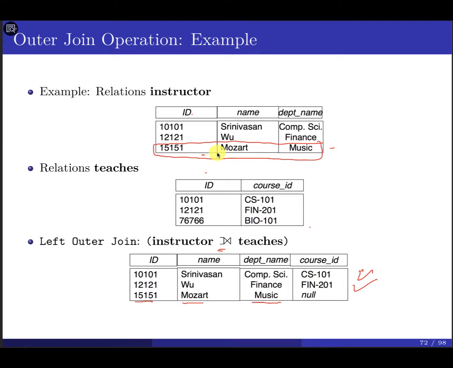Since I'm going to include both tuples, we do have a value corresponding to the course ID, but the course ID is not part of the instructor. It's going to be part of the teach. Since we don't have any match, I'm going to fill this one with null. Clear?